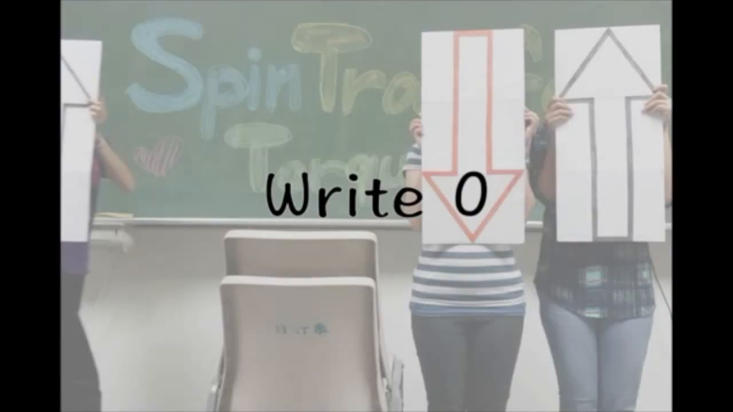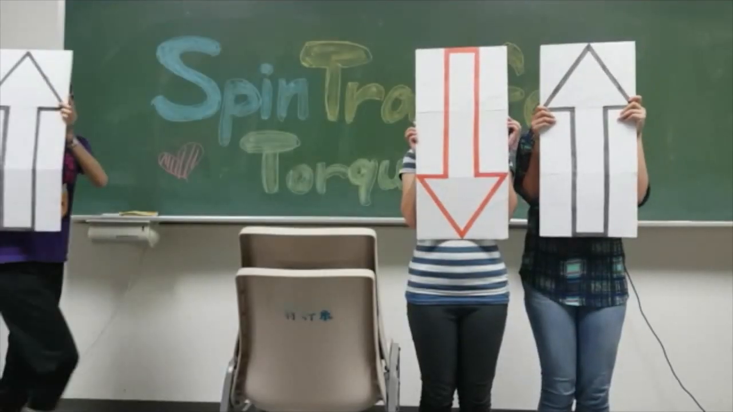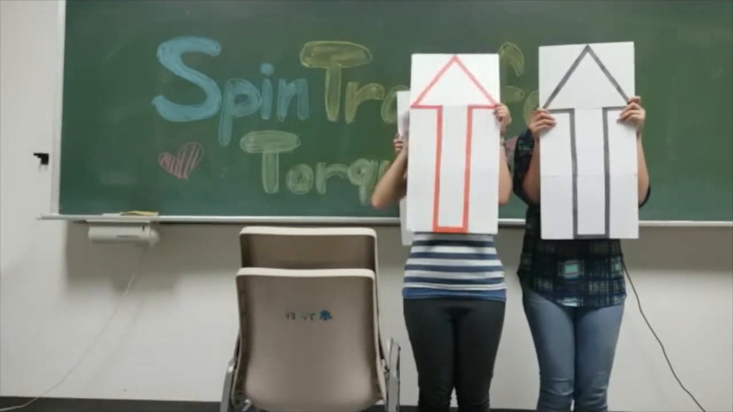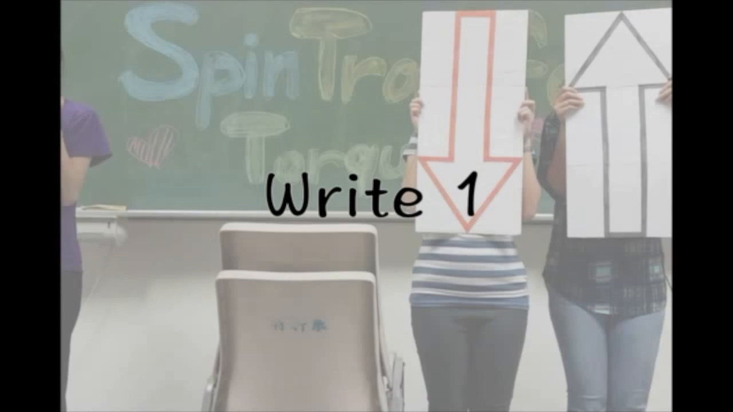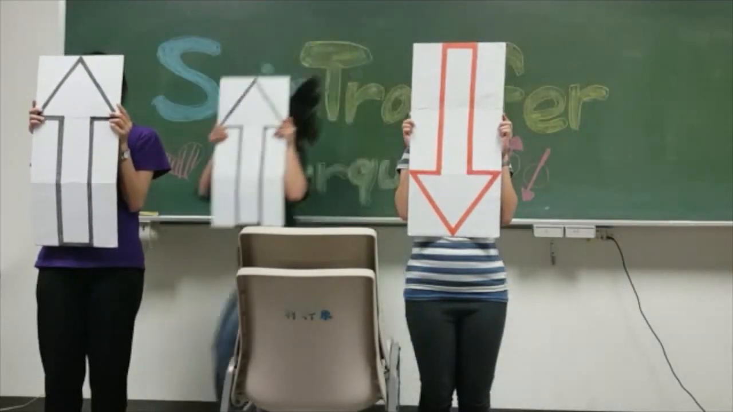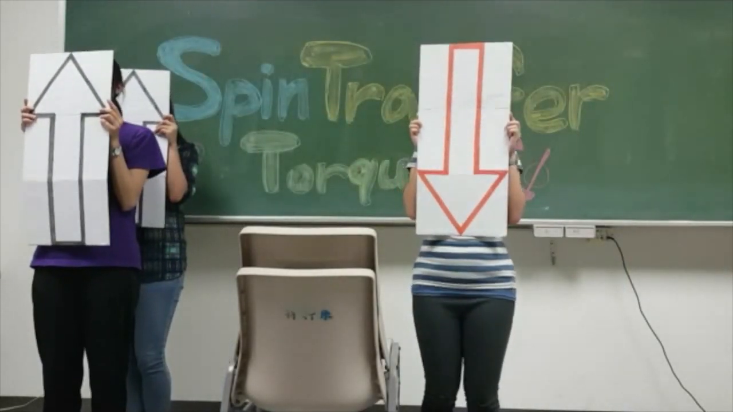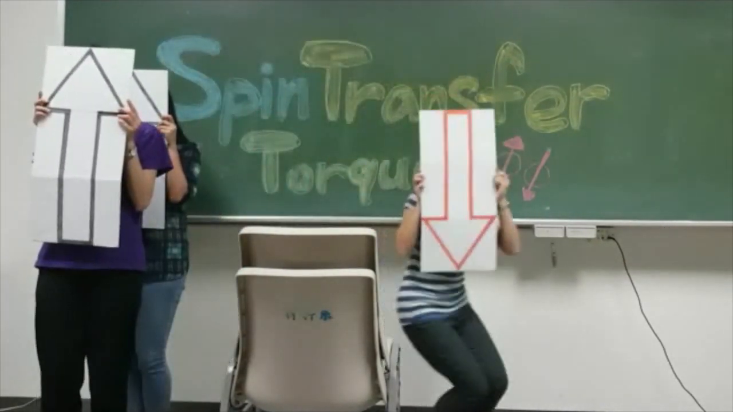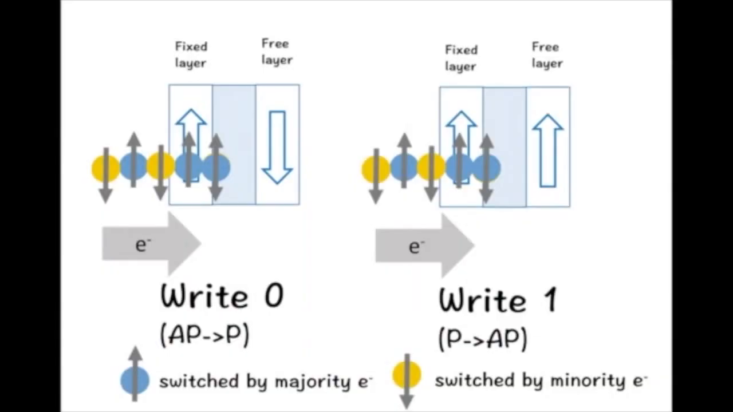When we want to write 0, the electrons flow from fixed layer to free layer, then flip electrons with opposite spin. When we want to write 1, the electrons flow from free layer to fixed layer. The electrons with the same spin pass, and those with opposite spin will be reflected by the fixed layer. The overall writing process is like this when we write 0.